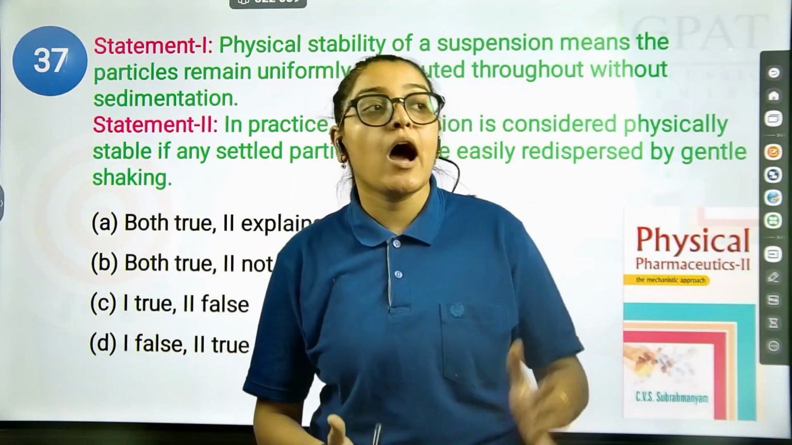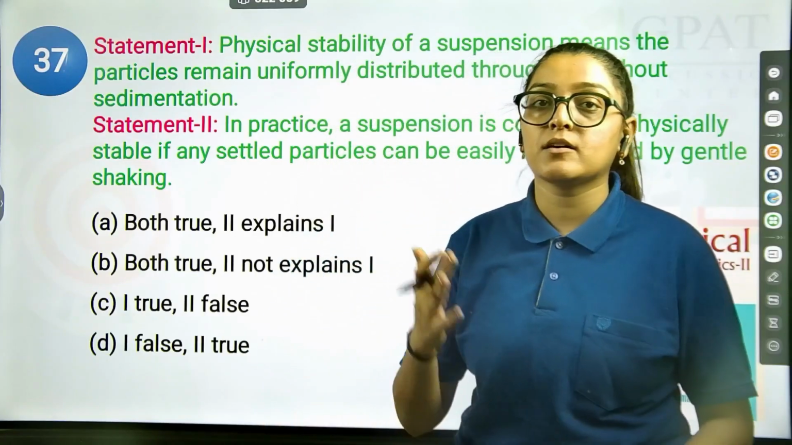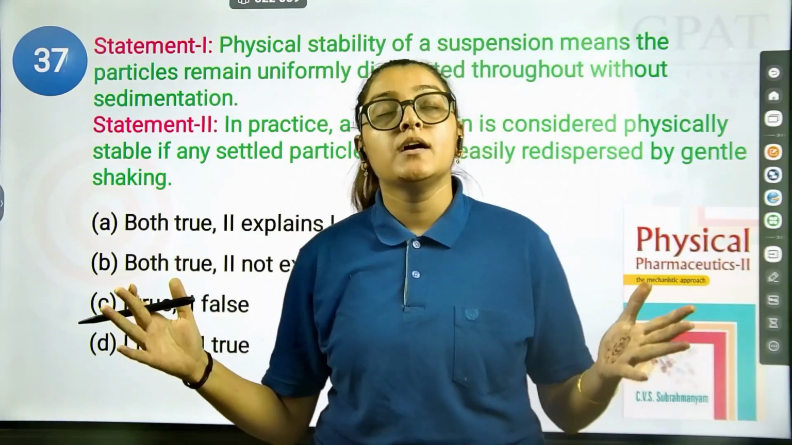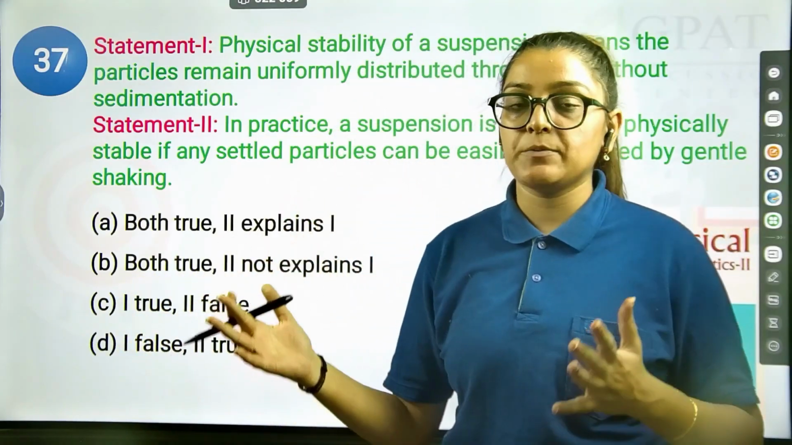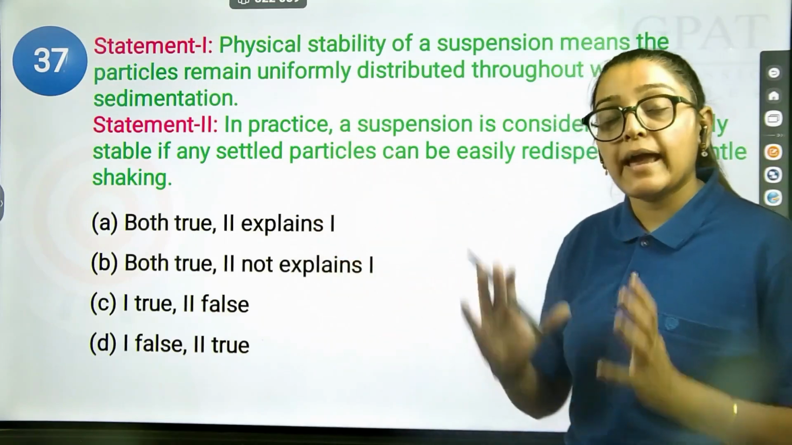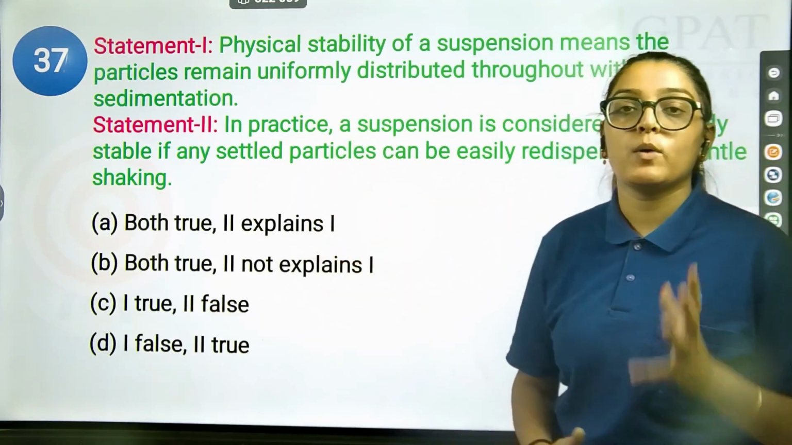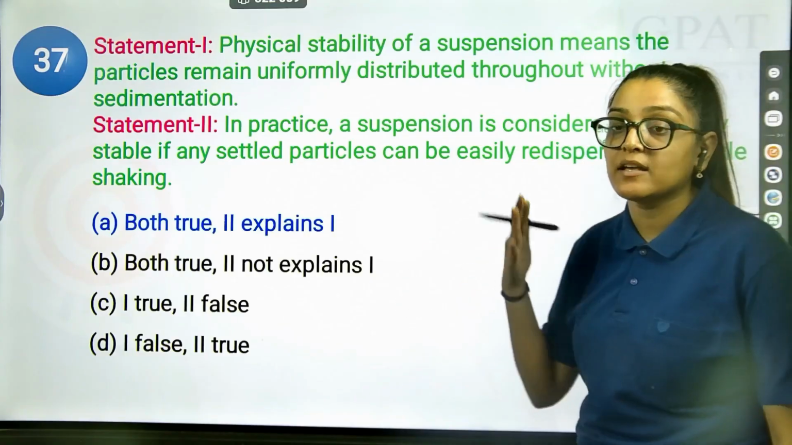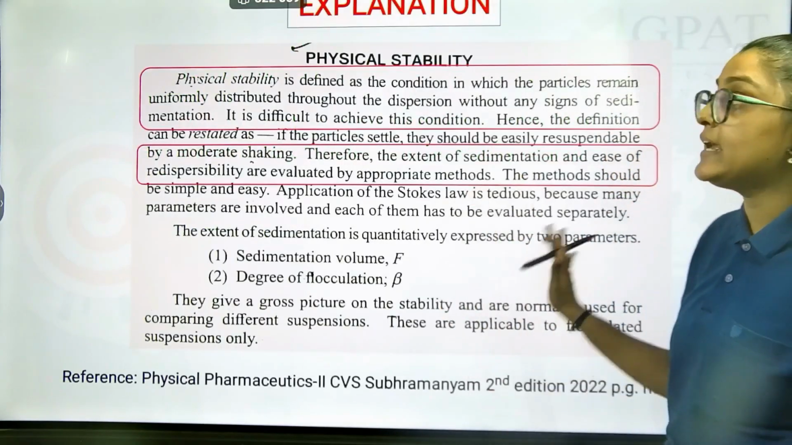We have seen how the particle size impacts the growth of the particle, settling of the particle, how the type of the dispersed phase and dispersion medium do impact, how the viscosity and temperature affects. So any ideal suspension would be the one that would be redispersed. So both these statements are actually correct, which explains the physical stability very clearly.